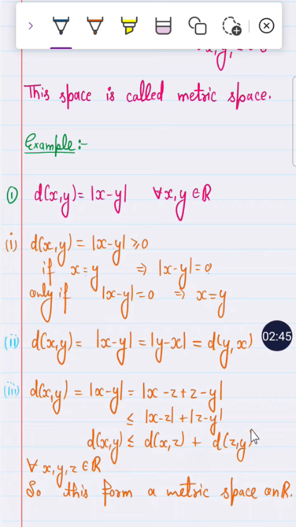So this function d satisfies the triangle inequality. So if this function is defined and follows the three properties, then it is a metric space.